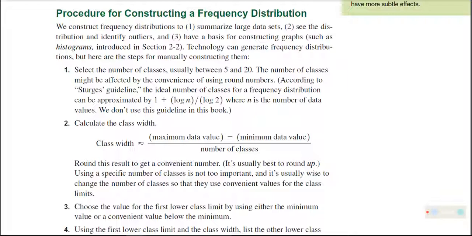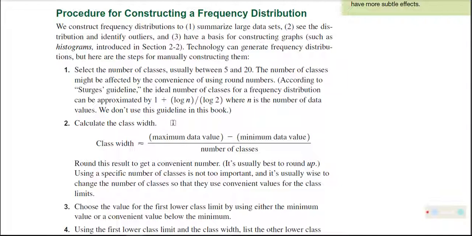Number one, select the number of classes, usually between 5 and 20. The number of classes might be affected by the convenience of using round numbers. So according to Sturges' guideline, the ideal number of classes for a frequency distribution can be approximated by 1 plus log n over log 2, where n is the number of data values. We don't use this guideline in this book.